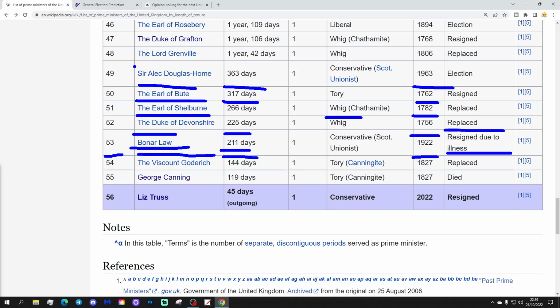Now Sir Alec Douglas-Home, that's a more recent example. Sir Alec Douglas-Home did just under a year, 363 days in 1963 to 64, and he came at the end of a long run of Conservative governments. They were in from 1951 to 1964. They had, similar to now, I suppose, in some ways, several prime ministers, started with Churchill.